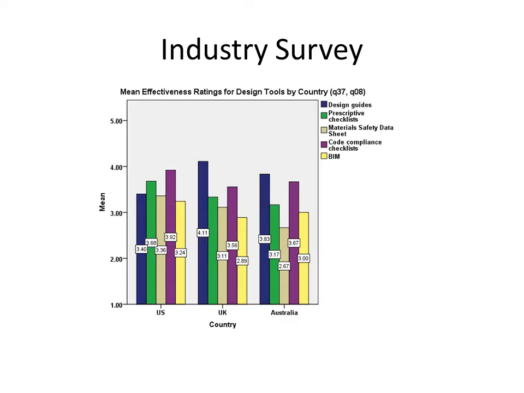Again, focusing on design tools, the survey participants were asked to rate 5 types of design tools from least effective to most effective. Code compliance checklists were rated higher by architects, while engineers and health and safety professionals tended to prefer design guides when designing for safer construction or maintenance. When viewed by country, respondents from the United States tended to rely more on code compliance checklists, while design guides were favored in the UK and Australia.